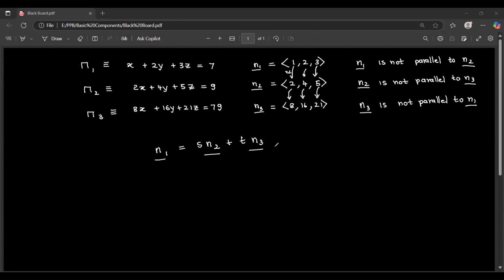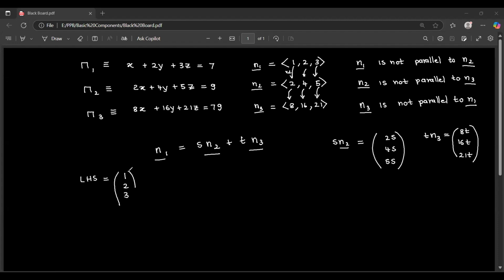Well, first of all, you have to multiply and see. Okay, so s into N2 will be equal to 2s, 4s, 5s, and t into N3 will be equal to 8t, 16t, and 21t. Okay, so first of all, let's take the left hand side. N1, LHS is equal to 1, 2, 3.